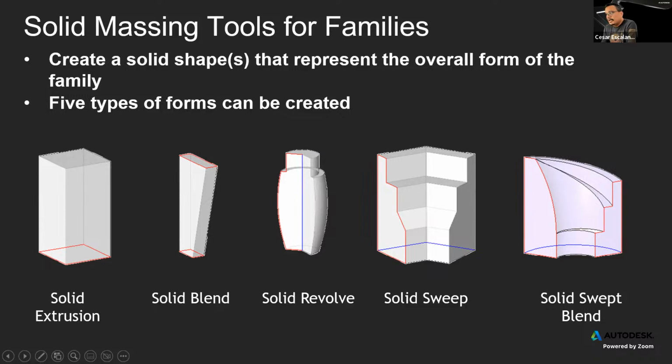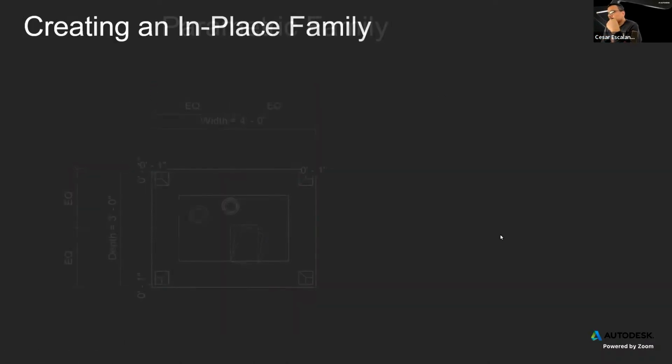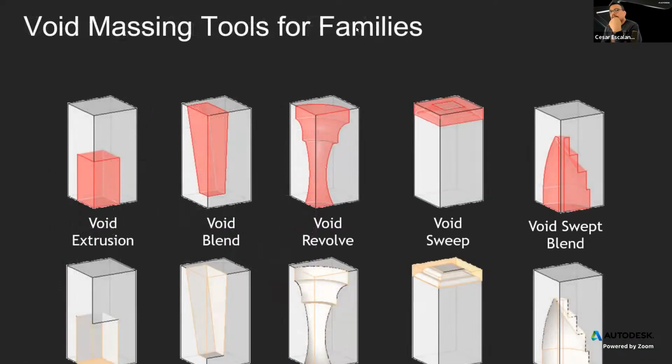So the same set of solid editors are available to you via the void option: void extrusions, void blends, void revolves, and void sweeps and sweep blends. And a void is the opposite of a solid. It's intended, a void can only exist if it intersects a solid. And so you must intersect a void with a solid in order to carve that information. And yeah, those are the solid tools available in Revit.